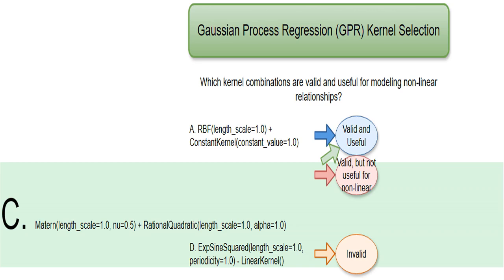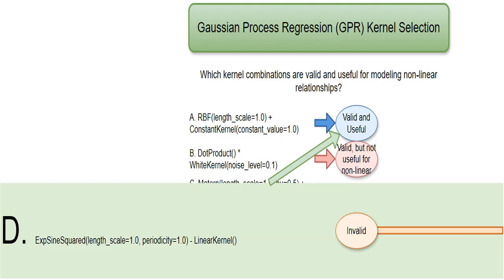I'm adding two kernels, both capable of modeling nonlinear relationships, Matern and rational quadratic. Different combinations offer flexibility to adapt to various data structures. I like this option, it's valid and useful.